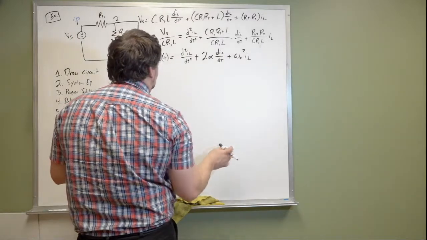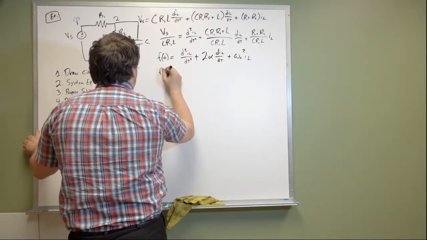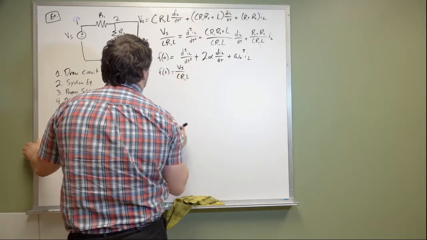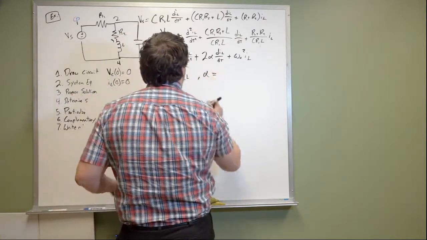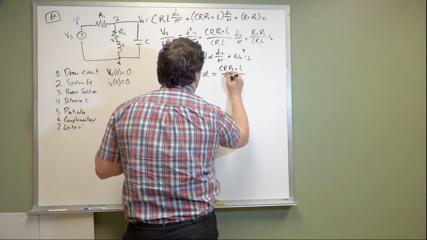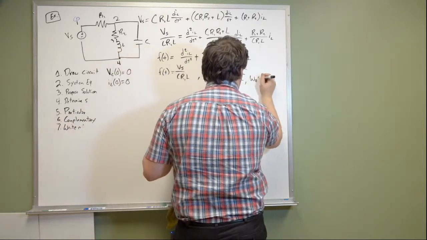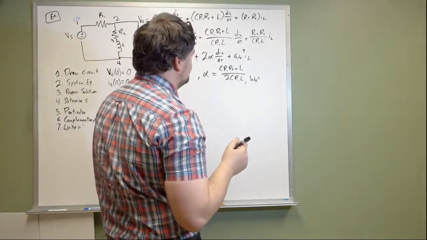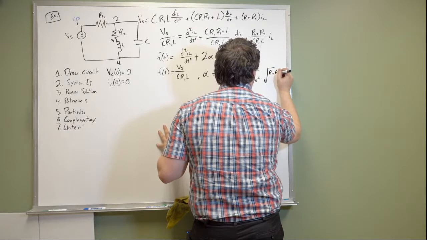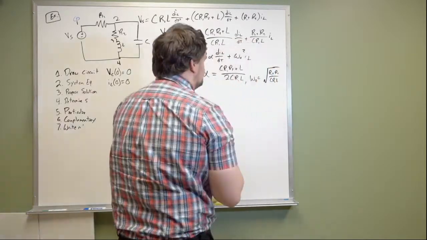So we've got this. Now f of t is equal to Vs over C R1 L. Alpha is equal to (C R1 R2 plus L) over 2 C R1 L. And then omega naught is equal to the square root of (R1 plus R2) over C R1 L. There we go.